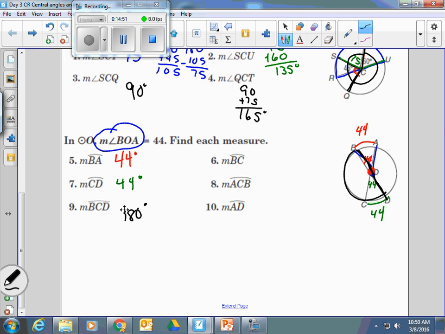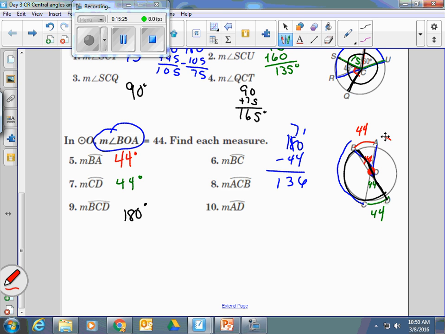Okay. And then the next one says, how big is arc BC? Well, BC is right here. How would I find that one? 180 minus 44. Good, 180 minus the 44 gives me what? 136. Excellent job. So circles are easy? Yeah. Now they are. Easier than triangles, okay? So how big is the measure of arc ACD?